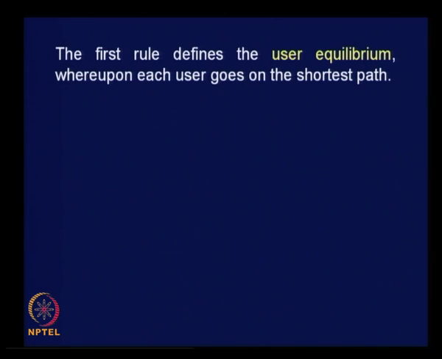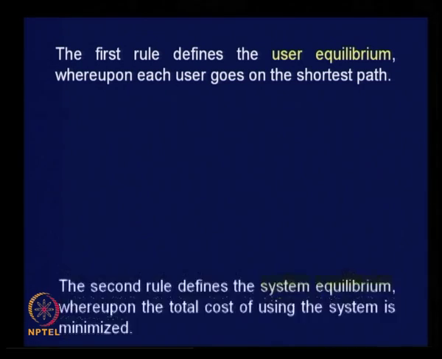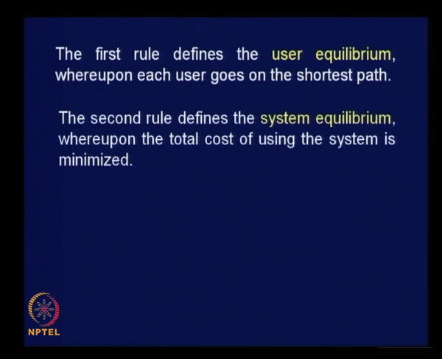The first rule defines the user equilibrium, whereupon each user goes on the shortest path. So the nomenclature given for this particular concept is called user equilibrium approach. Clear? The second rule defines the system equilibrium, whereupon the total cost of using the system is minimized, total cost or travel time whatever is minimized.